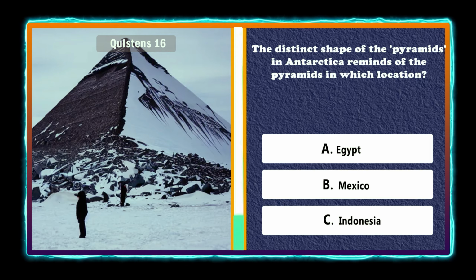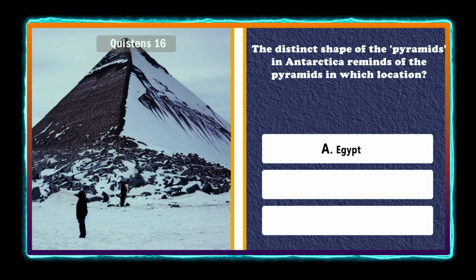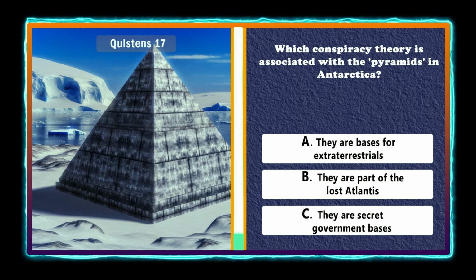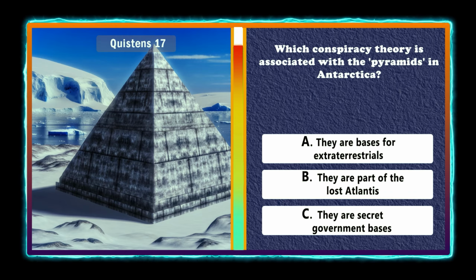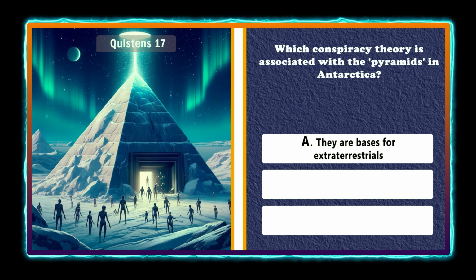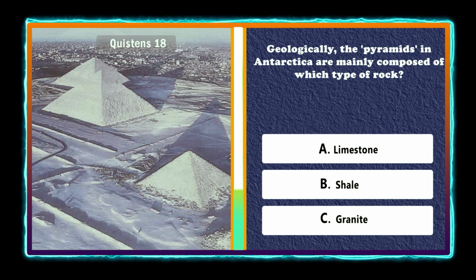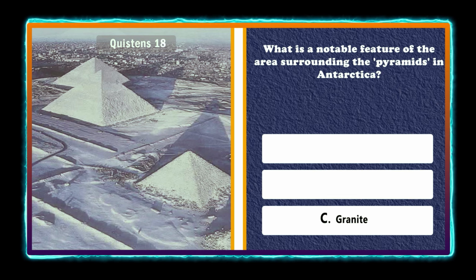The distinct shape of the pyramids in Antarctica reminds of the pyramids in which location? Egypt. Which conspiracy theory is associated with the pyramids in Antarctica? They are bases for extraterrestrials. Geologically, the pyramids in Antarctica are mainly composed of which type of rock? Granite.